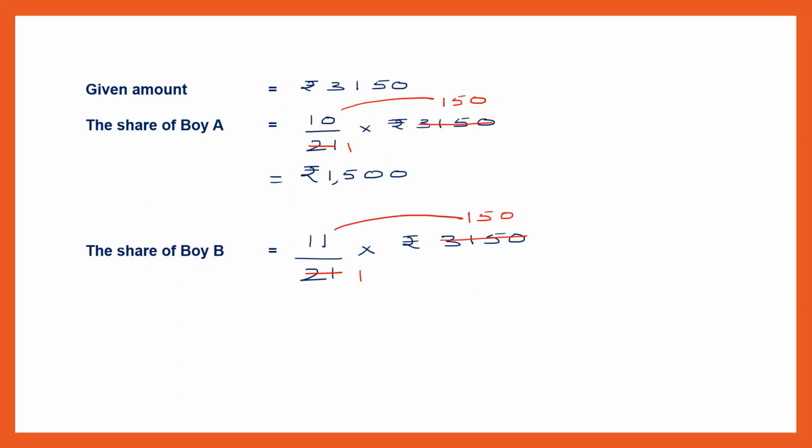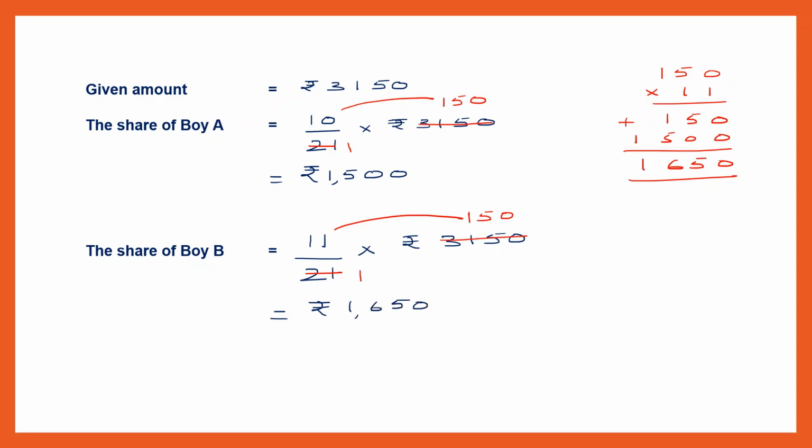Now we have to multiply 150 into 11. So let's do that. 150 into 11. 0, 5 and 1. Again 0, 5 and 1. Now we add this up. 0, 5, 1 plus 5 is 6 plus 1, 1650. So the amount that boy B gets is 1650. So we know how much boy A got and we know how much boy B got. Now if you add up these two, you have to get the total amount, that is 3150.